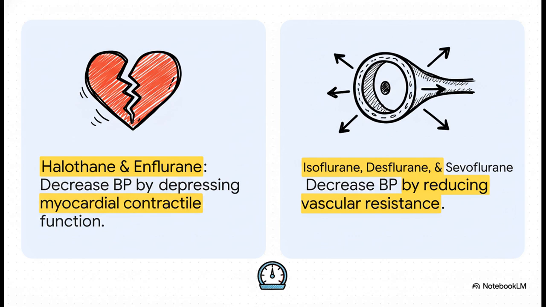Now, contrast that with our more modern agents, isoflurane, desflurane, and sevoflurane. They achieve that same drop in pressure, but they do it mainly by relaxing the blood vessels, causing a fall in systemic vascular resistance. And the crucial part is that they are relatively sparing of cardiac output. This is a critical distinction, isn't it? Especially when you're anesthetizing a patient who already has pre-existing ventricular dysfunction.